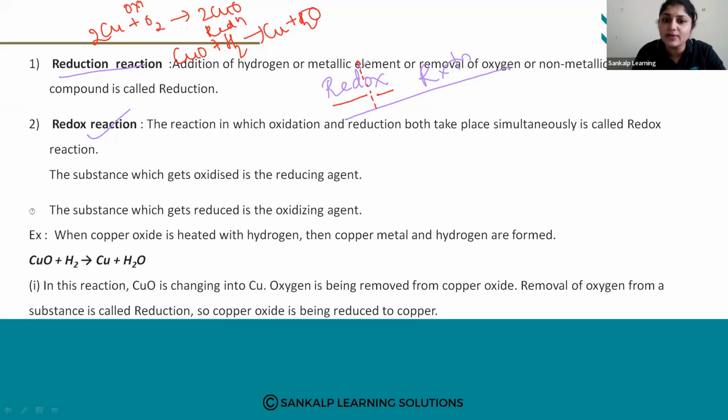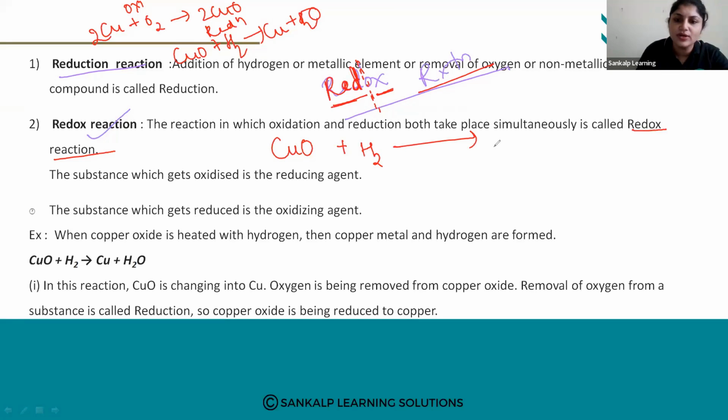Now, a reaction wherein oxidation as well as reduction take place simultaneously in one reaction. So redox means reduction and oxidation. In a reaction where reduction and oxidation take place simultaneously, it is called a redox reaction. I'll give you an example: CuO plus H2 giving you Cu plus H2O.